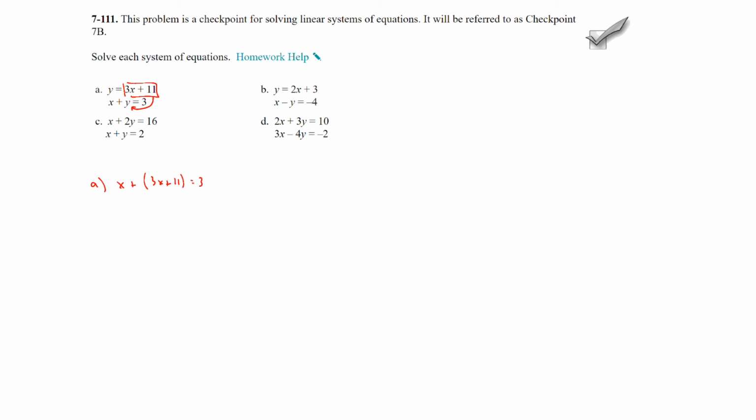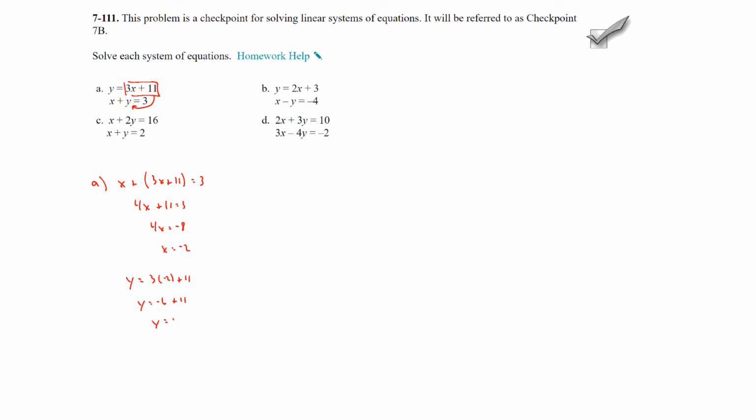And then we will be able to solve for x by combining our like terms, subtracting the 11 to the other side to get negative 8, divide by 4, and x equals negative 2. Then you can plug that back into the first equation to solve for y. Negative 6 plus 11 is 5. So our solution is x equals negative 2, 5.